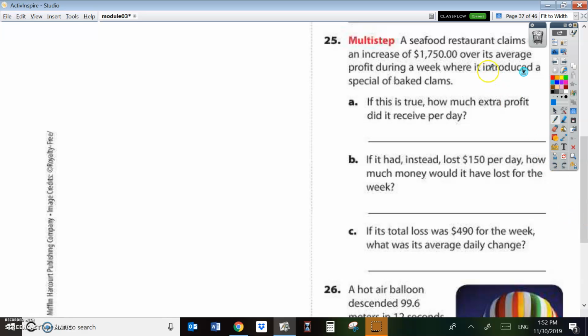Problem 25. A seafood restaurant claims an increase of $1,750 over its average profit during a week where it introduced a special of baked clams. If this is true, how much extra profit did it receive per day? So a week is 7 days. So you have 1,750 divided by 7.